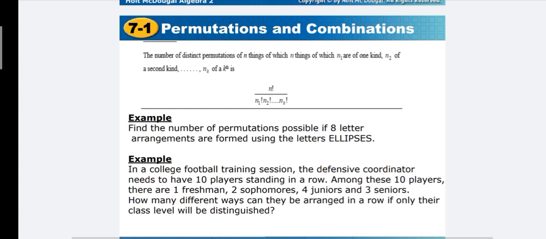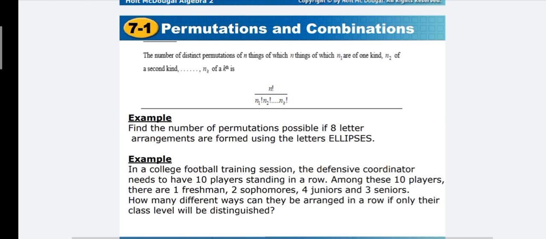Okay, the last one adalah permutation of things ataupun object which there is some of the objects adalah one kind alike, adalah sama. The number of distinct permutation of n things of which n1 are one kind alike and n2 of second kind alike until nk of kth kind alike. Okay, so n tu adalah number of thing yang ada, number of object. N1, N2 and Nk adalah bilangan objek yang sama.